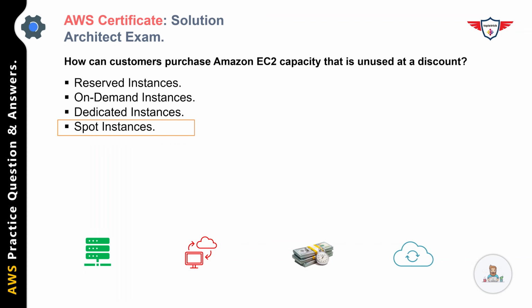Amazon EC2 spot instances let you take advantage of unused EC2 capacity in the AWS cloud. Spot instances are available at up to a 90% discount as compared to on-demand prices. You can use spot instances for various stateless, fault-tolerant, or flexible applications such as big data, CI/CD, web servers, high-performance computing, test and development workloads.